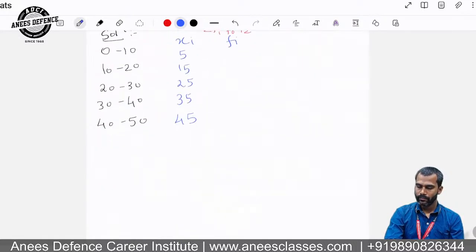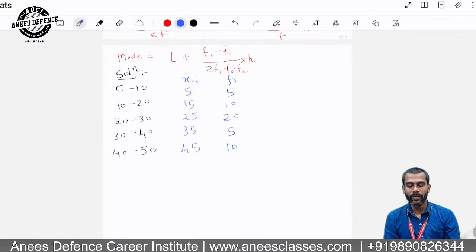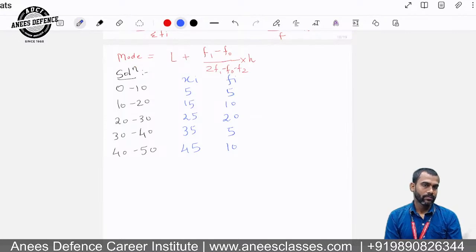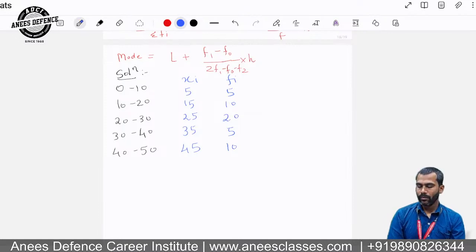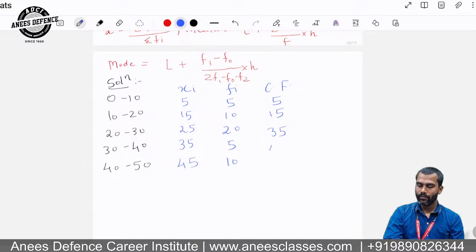5, 10, 20, 5, 10. If you observe the frequency, it is again symmetrical. 5, 10, 20, and then again 5, 10. Now see, for median, we need to find out cumulative frequency. This is nothing but 5, 15, 35, 40, and 50. So summation fi is 50 only.